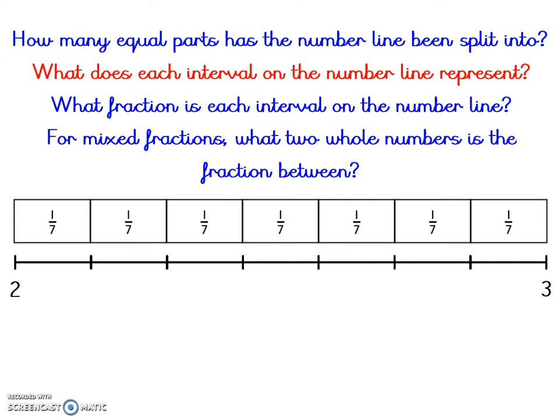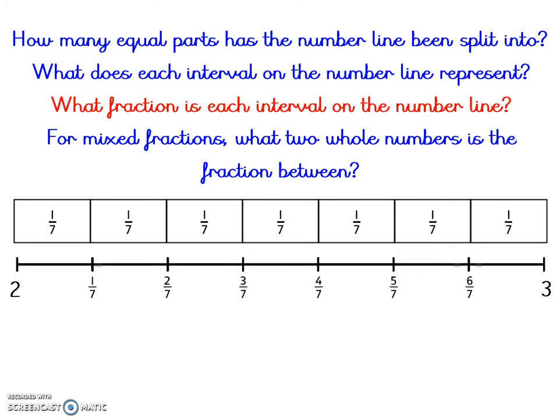Because this will make it so we can answer the second part of this. What does each interval on the number line represent? Well, if I've split it into 7 parts, then each jump or interval is worth 1/7. So when I'm looking at this now, I know that I'm working in 1/7, and I'm going to be able to learn how to count in those numbers to answer my next question, which is what fraction is each interval on the number line. And in this case, we can see that each one is 1/7.